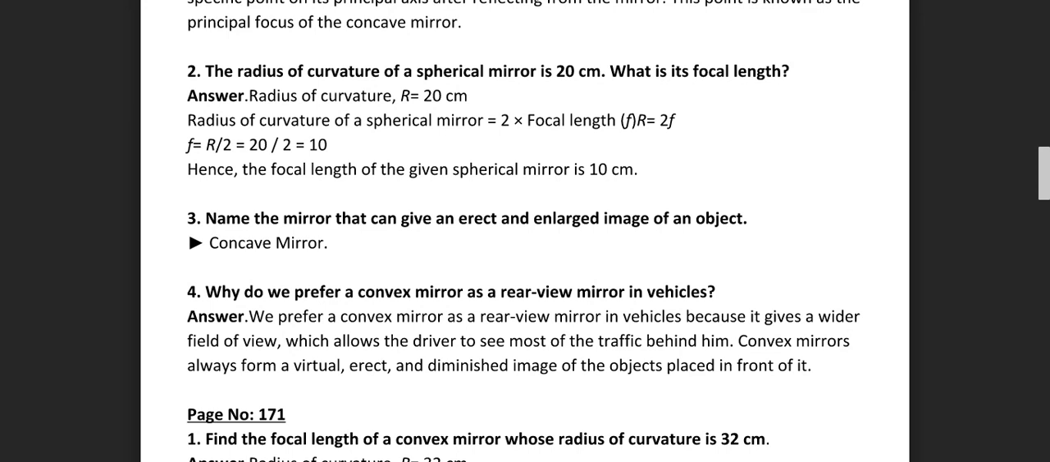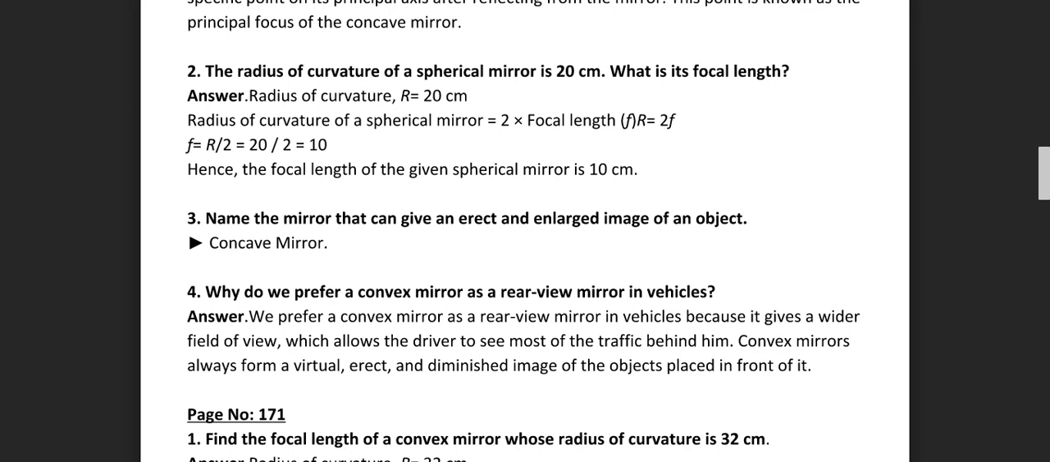Name the mirror that can give an erect and enlarged image of the object. So ऐसा मिरर बताइए जो एक बड़ी इमेज बनाए और erect image बनाए, concave. Obviously, how can you know that this is a concave mirror? When you go by the cases that I have already explained to you in the previous video, you will come to know. So if you haven't watched the previous video regarding the concave mirror cases, kindly go and watch on the YouTube channel edulearn.in, right?